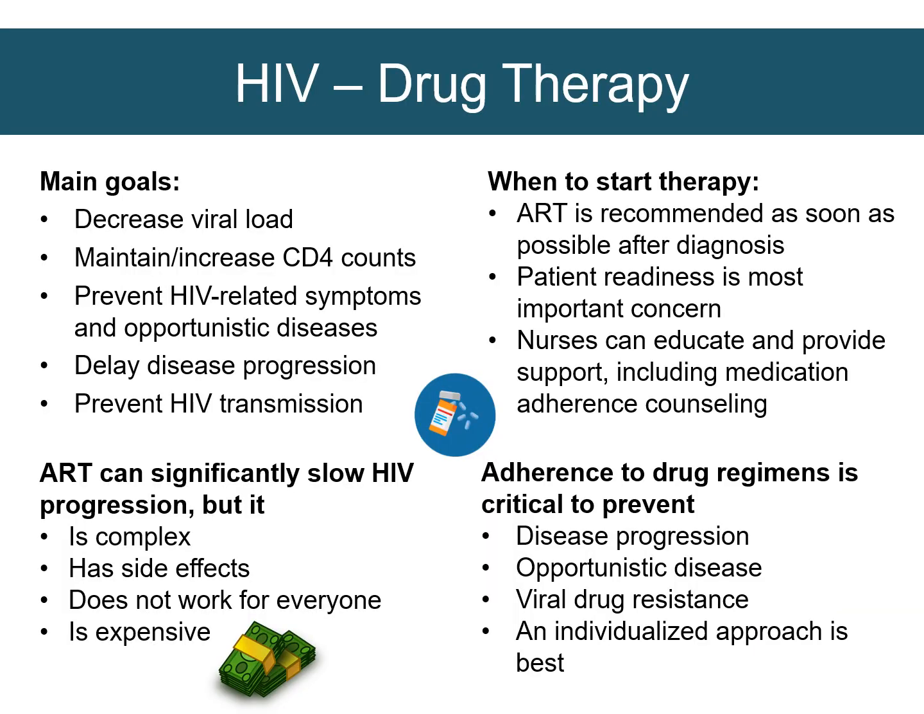Okay, so the goals of ART therapy are to decrease the viral load and to maintain their immune system, which is monitoring those CD4 counts. We want to prevent them from getting any of those opportunistic diseases that can possibly kill them. We want to delay disease progression. So we know this disease has the potential to become much, much worse, so we want to do our due diligence to try to stop that from happening. And these patients are HIV positive, so we want to prevent them from passing it along to somebody else.